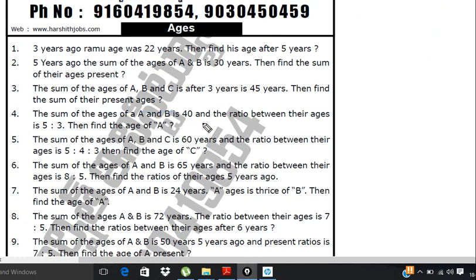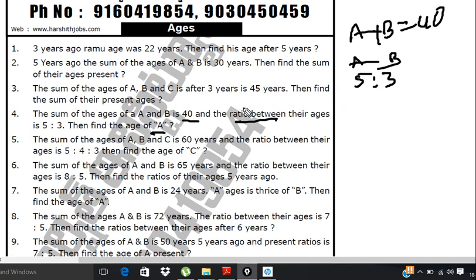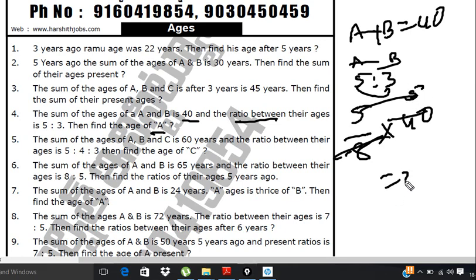Next one, the sum of the ages of A and B is 40. Okay, A plus B is 40. And the ratio between their ages is 5:3. Then find the age of A. This is A, this is B. What is asking? A is 5 by 5 plus 3, 8 into 40 years. 8 5 years, 5 5 years. What is the value? 25 years. The age of A equal to 25 years.